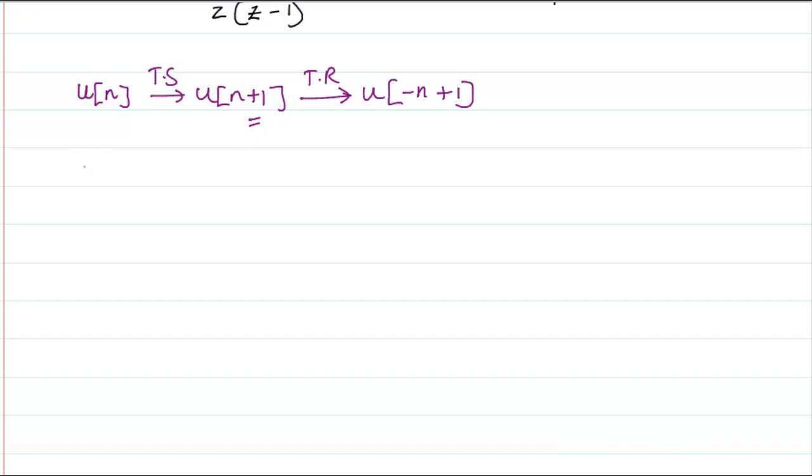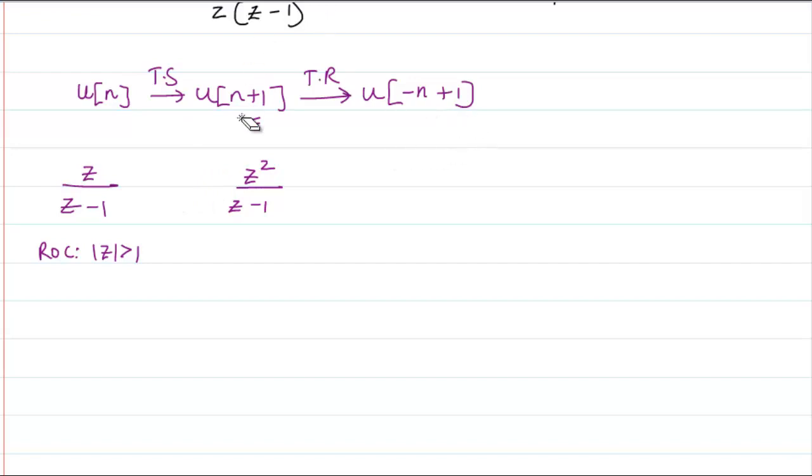See, u of n, the z transform will be, if you remember, z upon z minus 1, with ROC z greater than 1. Now if I apply the time shifting property, all that is going to happen is I will multiply z raised to power 1 with the original X of z. Original X of z is what? z into z minus 1, isn't it? So it will be as good as writing z square. Okay, and what is the ROC?